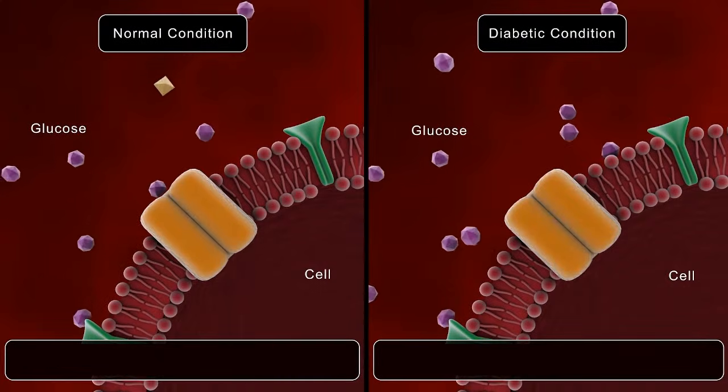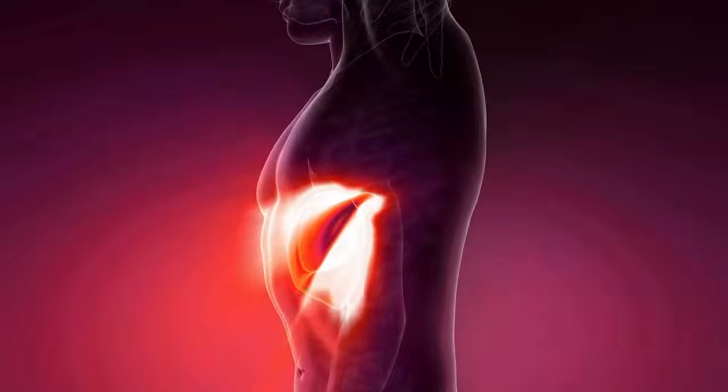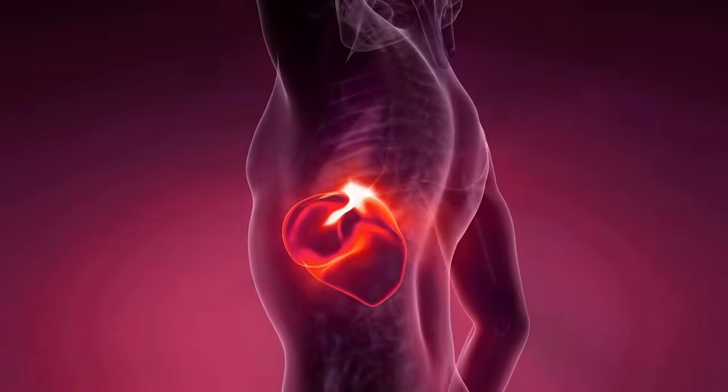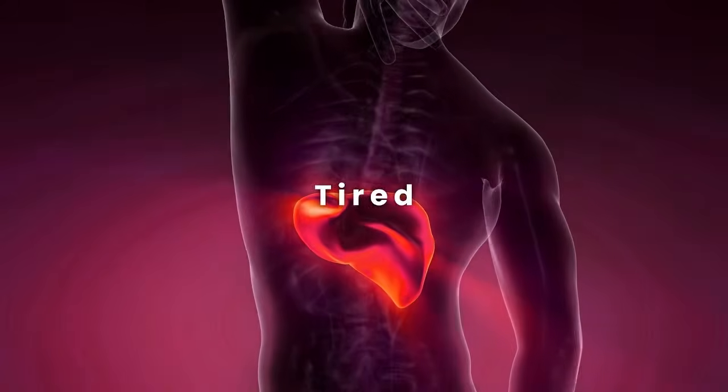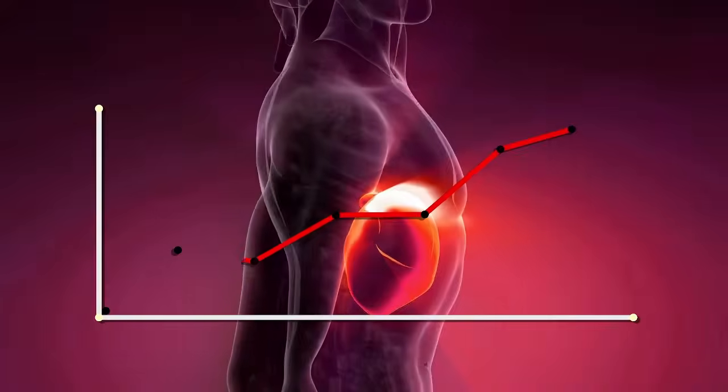Over time, because the insulin is not working well, the pancreas tries to make more and more insulin to keep up. But after many years, the pancreas becomes tired and cannot produce enough insulin. This makes sugar levels go higher and higher.